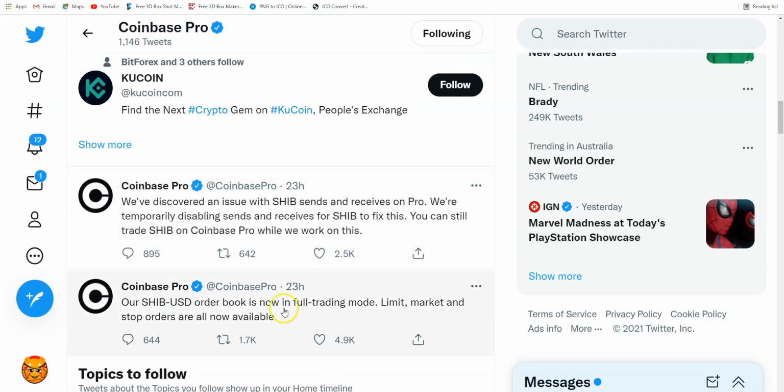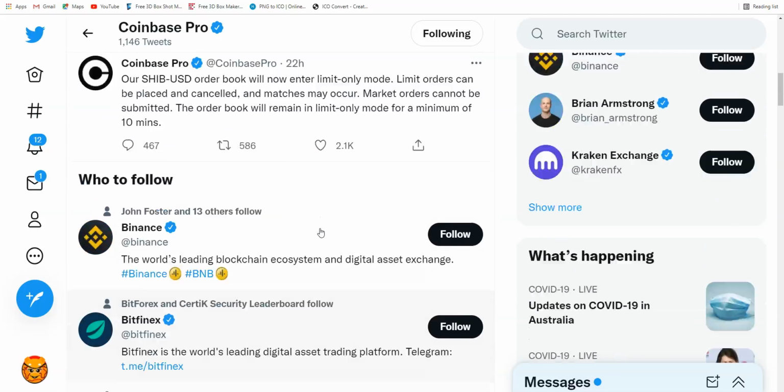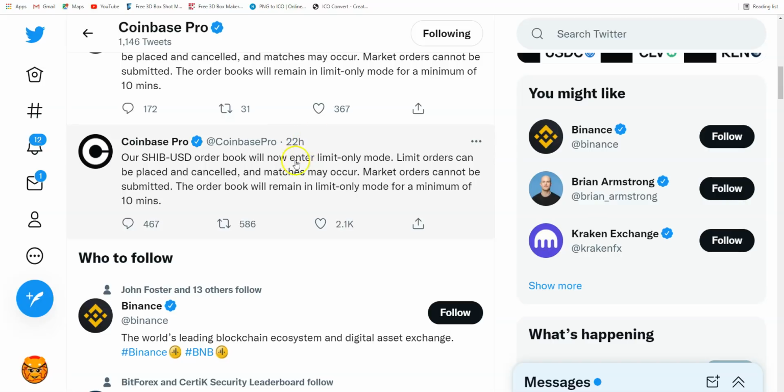But just before that, their full trading mode was available. So these are almost about one hour apart, probably maybe 40 minutes or so. They pretty much say in this part here that full trading mode was available, and then suddenly they had a technical issue, and pretty much the next hour, because you can tell here it says 22 hours, they changed it from full trade mode to limit only mode. Now that's interesting because of what I'm about to show you.